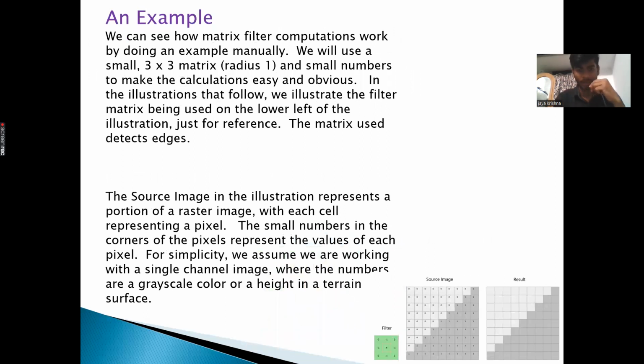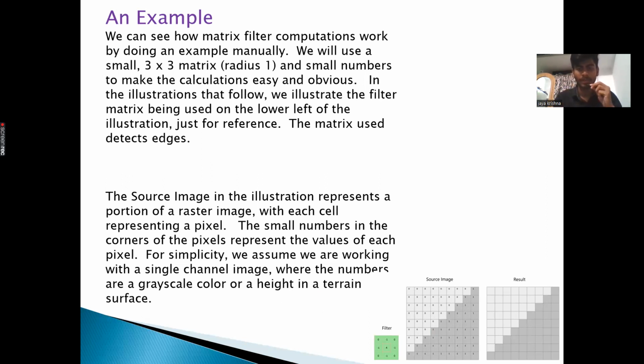Example of a filter matrix. We can see how matrix filter computations work by doing an example manually. We will use a small 3 by 3 matrix of radius 1, as shown before, with the red cell at the center and small numbers to make the calculation easy and obvious. In the illustration that follows, the filter matrix is being used on the layer at the left of the illustration.